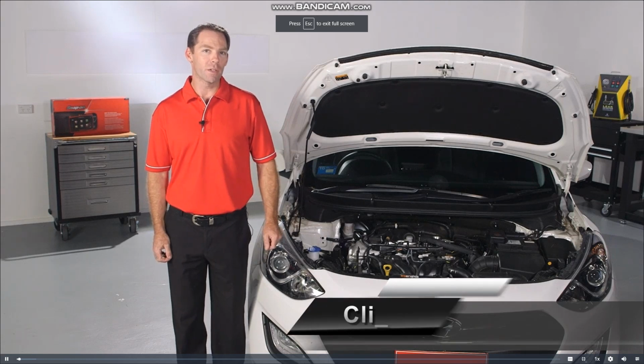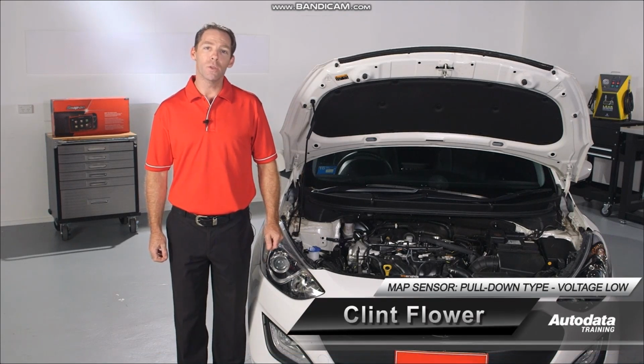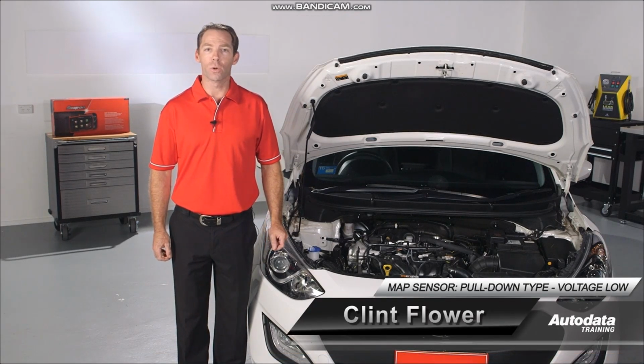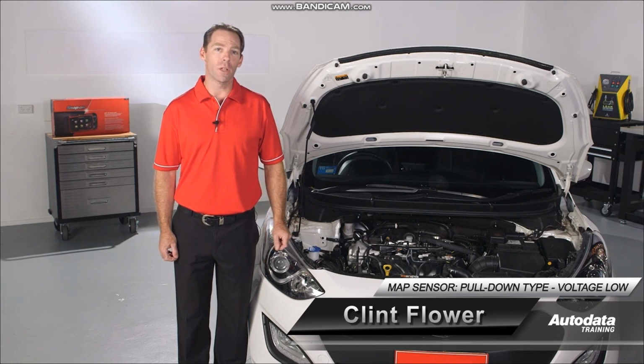Manifold absolute pressure, or MAP sensors, are used by the Engine Control Module, or ECM, to determine engine load. In this video, we will look at P0107 MAP sensor signal voltage low.